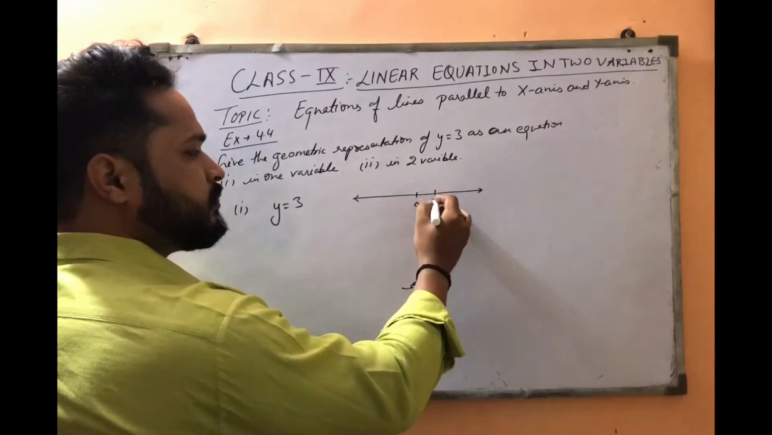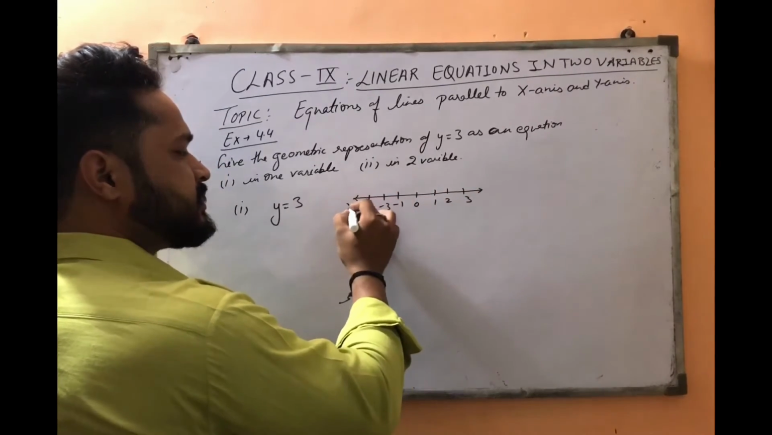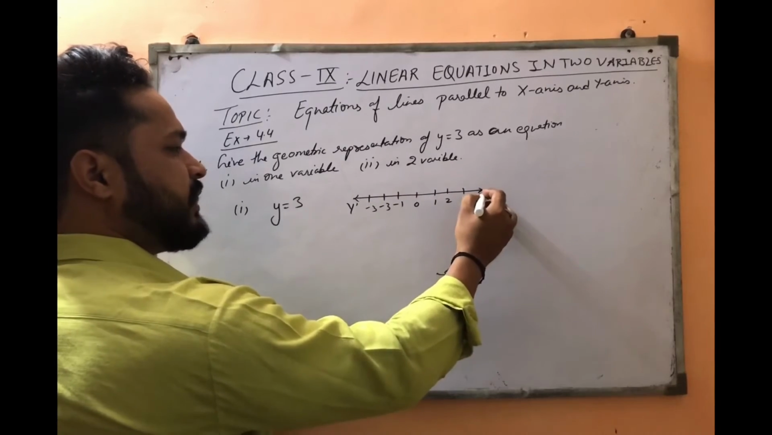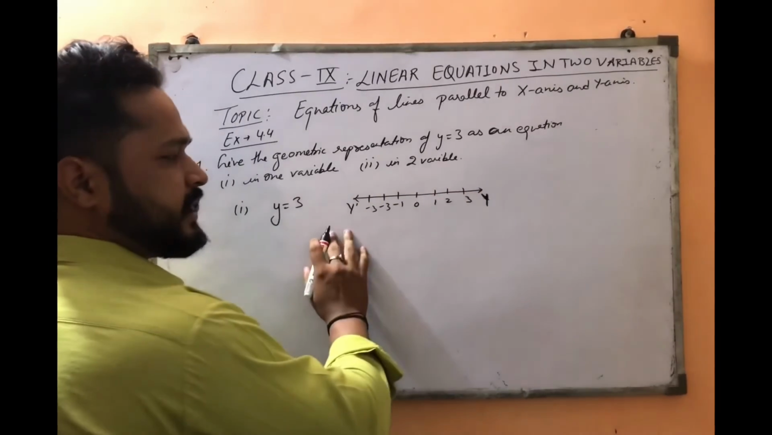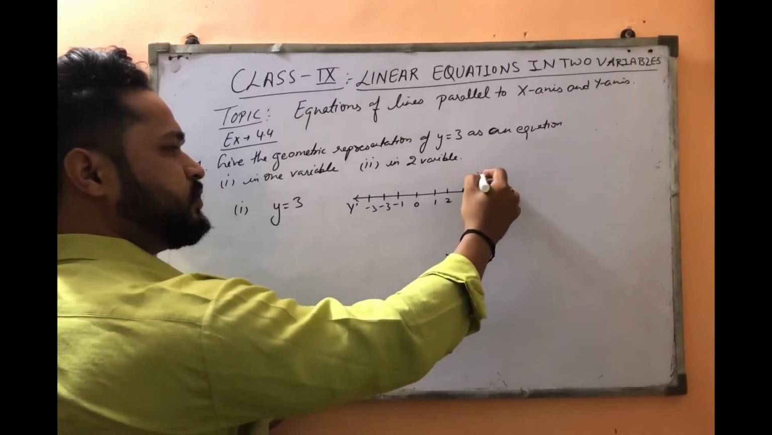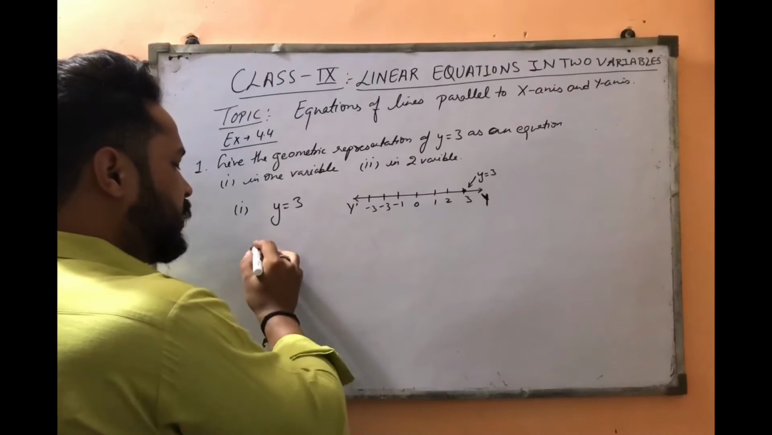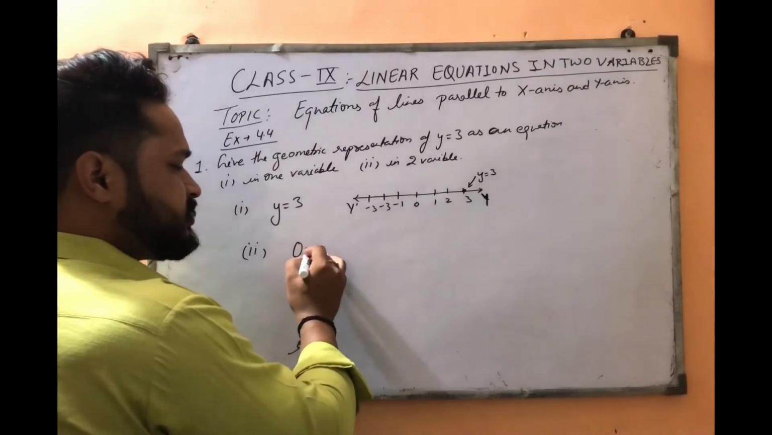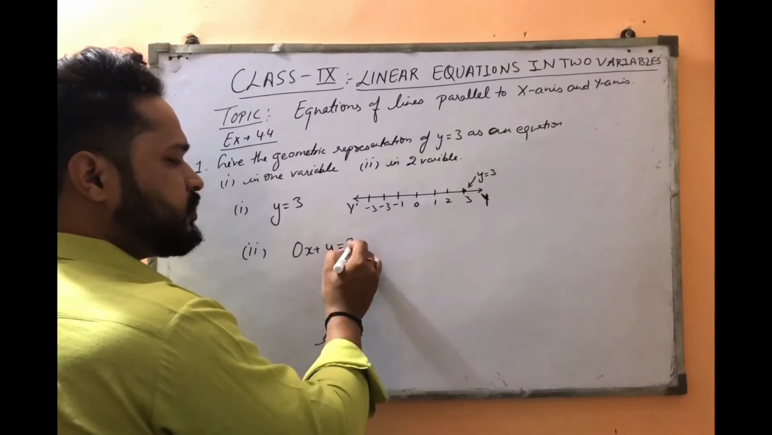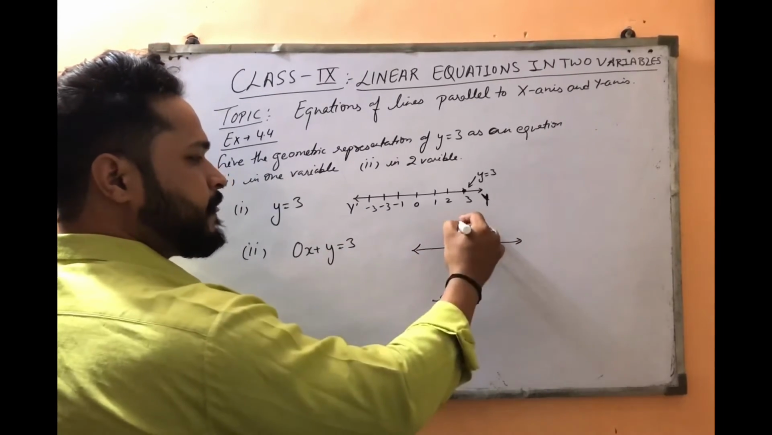This is 0, 1, 2, 3. This is -1, -2, -3. This is y dash, and this is x, y, and this is y dash. Okay, so it represents a single point, that is y is equals to 3 if it is in one variable, and if we convert it into two variables, we can write it as 0x plus y is equals to 3, and we can represent it like this.